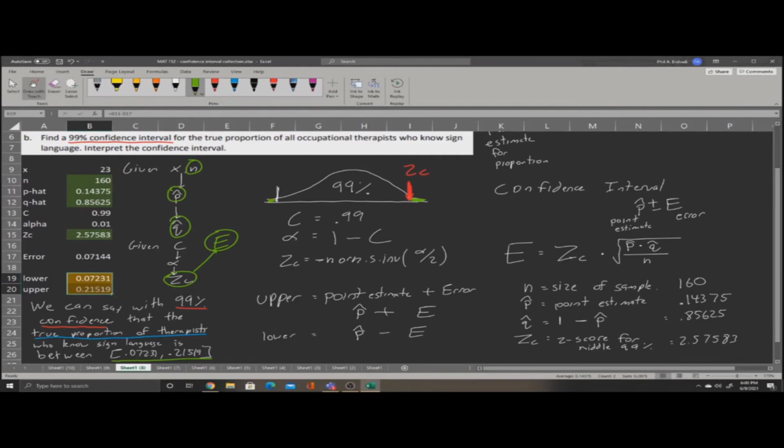So it's important to gather up everything you know before you start and remember what order to do the problem in. The first thing I would do is get Q hat and P hat. Then, using your confidence, follow this pattern from confidence to alpha to Z critical. Once you've gathered all of that up, you can find error. Then once you have error, you can find your lower and upper bounds.